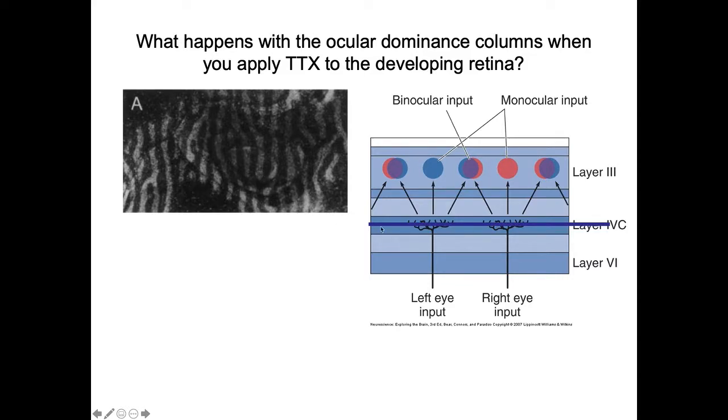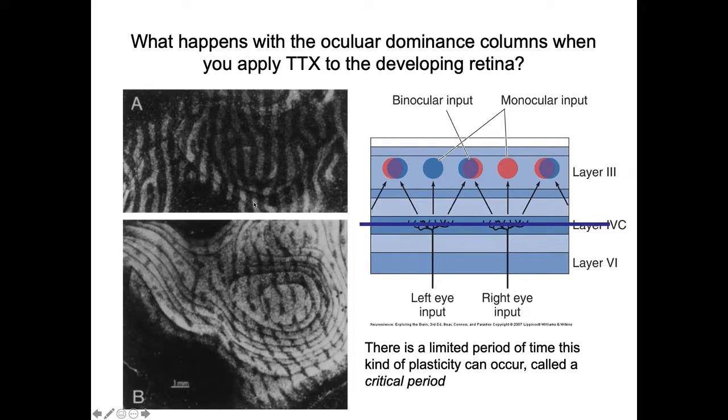The stripes are representing, and this blue line is trying to show the cutaway here, we're looking down on layer 4. The light parts are showing where there was activity in a particular cell. What they did is they had one eye open and one eye shut. And so they can easily map which is from the eye that was open, and the eye that was shut is over here. If you blocked activity in the developing retina, you don't see these types of differences as readily.